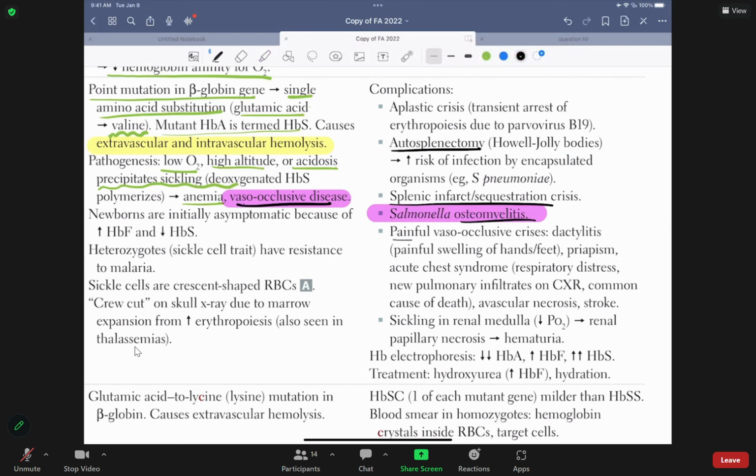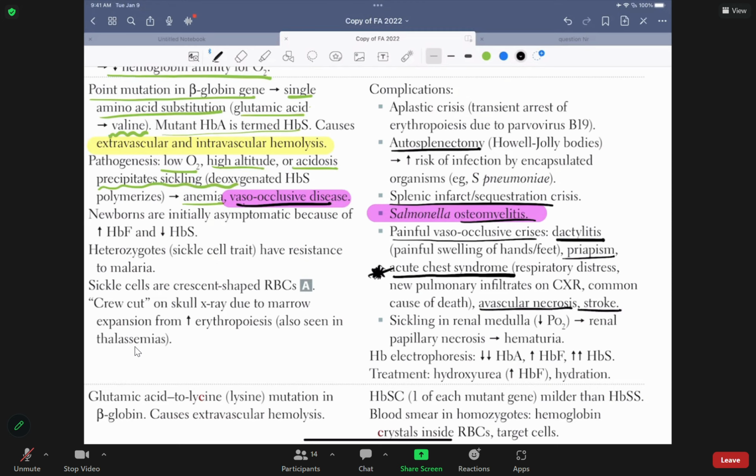Look at this painful vaso-occlusive crisis, dactylitis. That means the blood vessel is blocked to the hand, so all the fingers are swollen, folks, okay? Sometimes it blocks the blood flow to the penis. They have priapism. Acute chest syndrome, highlight that. This is the bad part, folks, okay? It happens. Pretty much you cannot do anything.